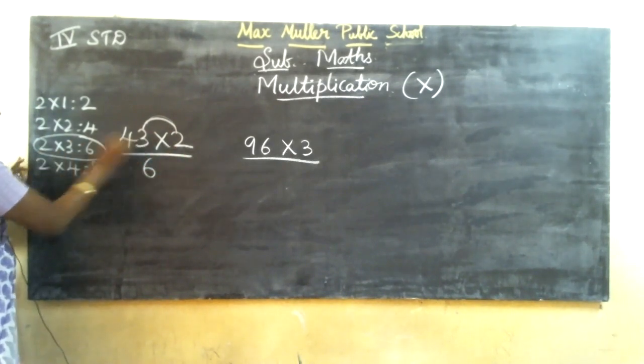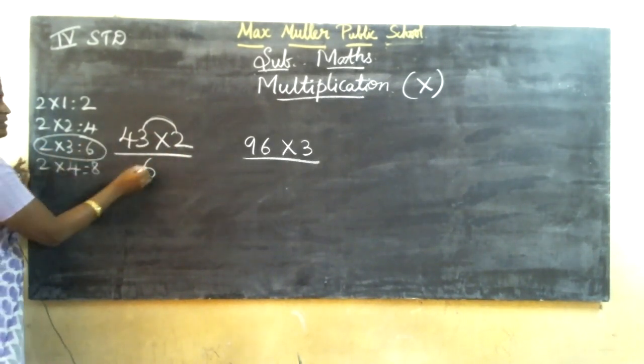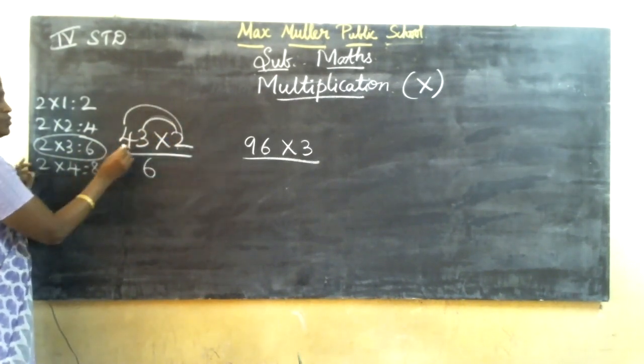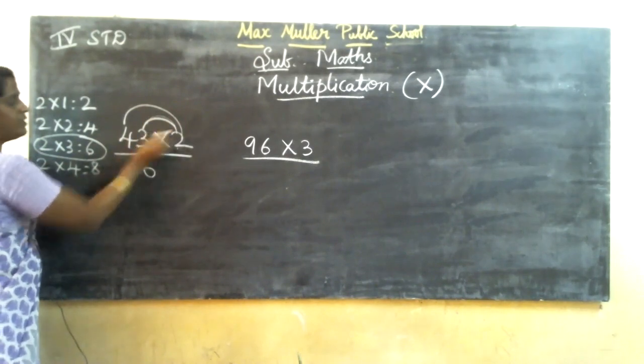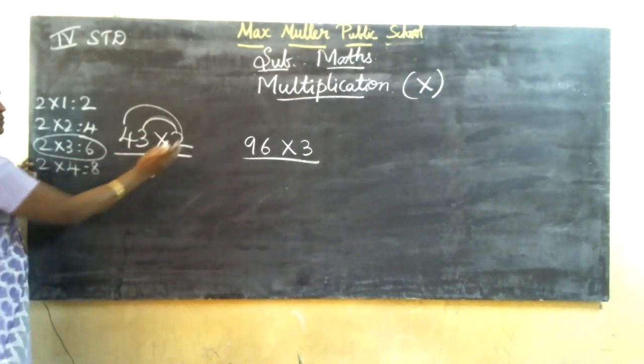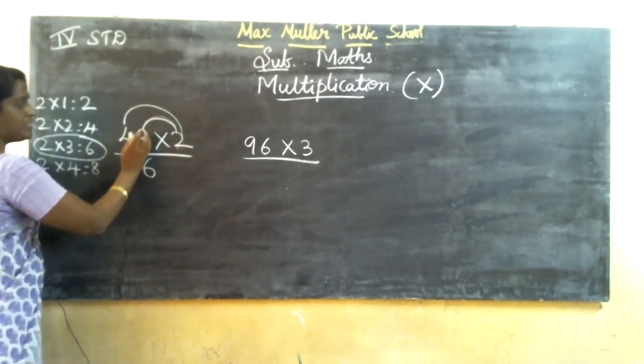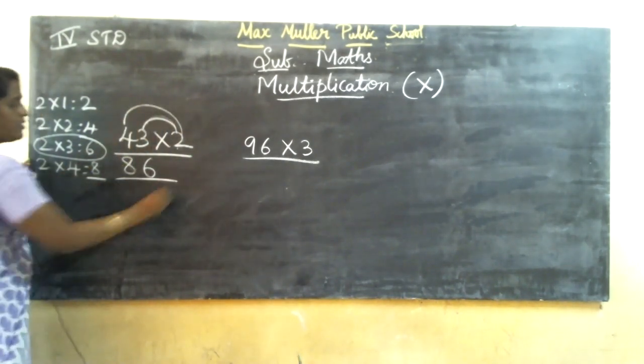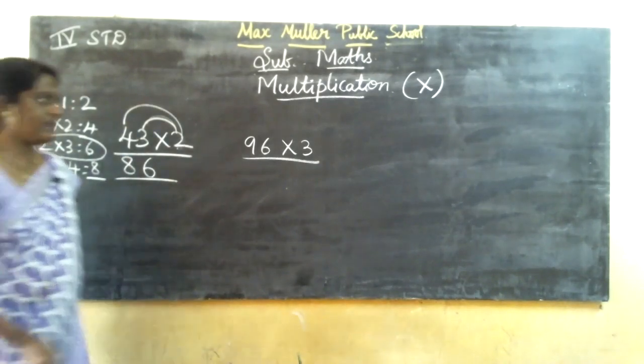2 3s are 6. 2 4s are 8. Once again, you should do it from these tables only. You should not write 4 2s are, 3 2s are. You should not do that. This is the table. So 2 3s are 6, 2 4s are 8. So you got the answer. Like that only.